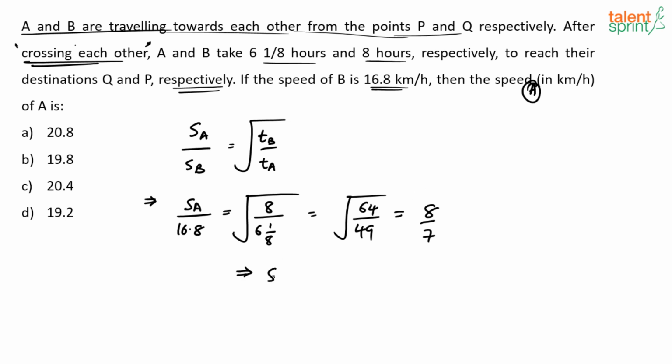So what is the speed of A? 16.8, this is how many times? 14 plus 2.8, so 2.4. 8 into 2.4: 16 plus 3.2. 19.2 has to be the answer. 19.2. Yes, option D.